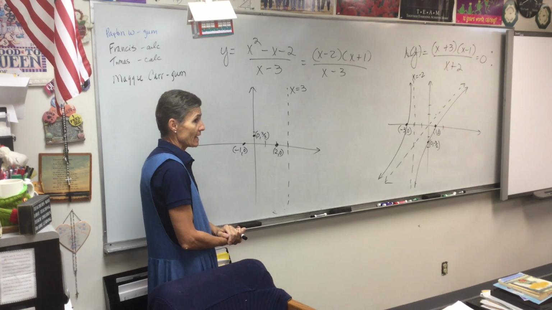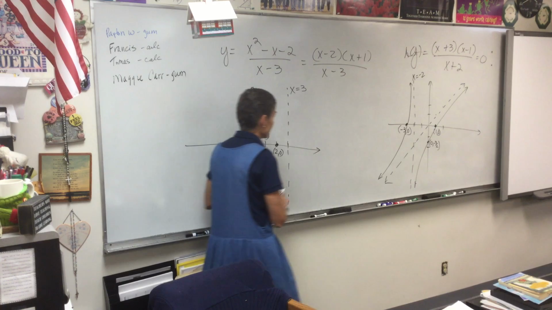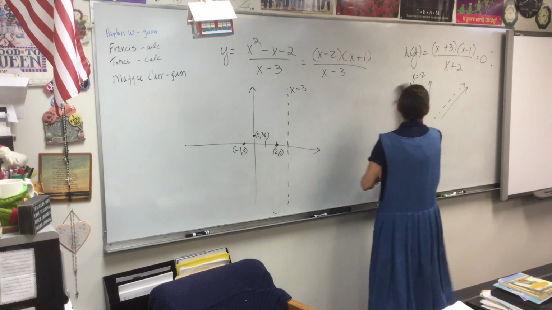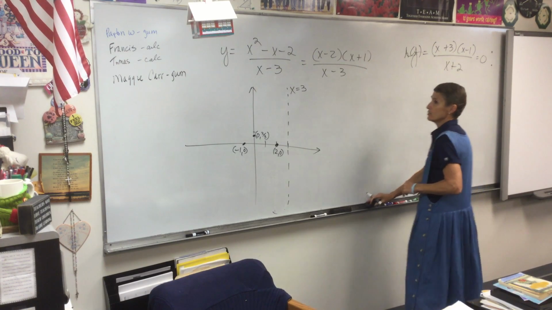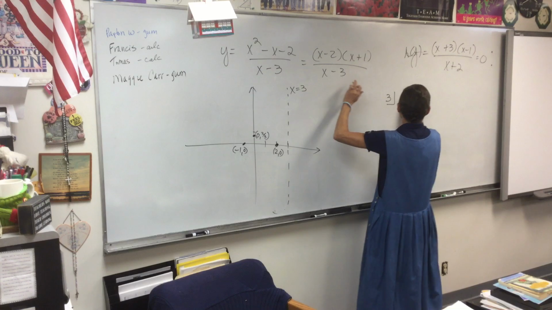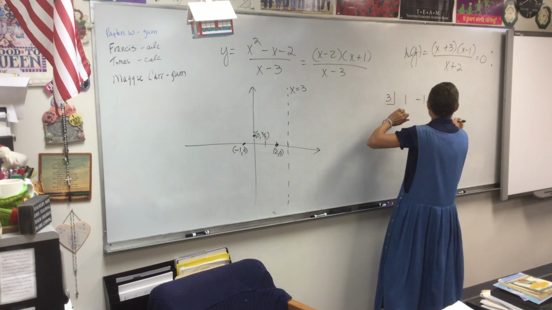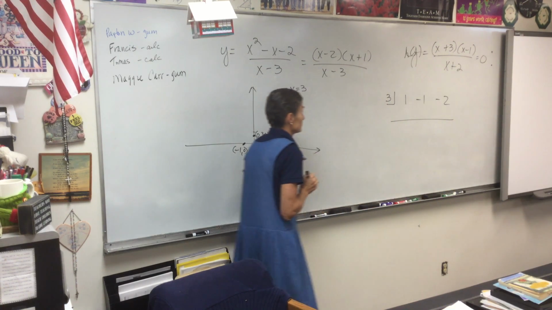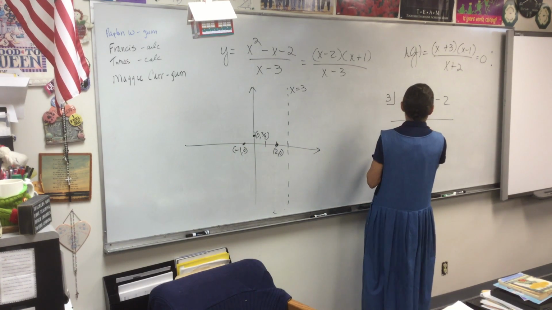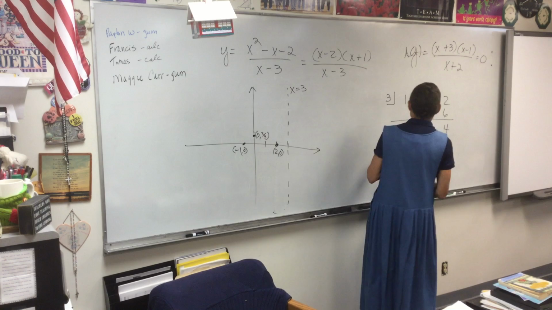Now I need my slant asymptote. How do I find it? I have to do the division. So here we go. We're going to do the division. In the box goes a 3. And across the top is 1, -1, -2. So here we go. Did I divide right?